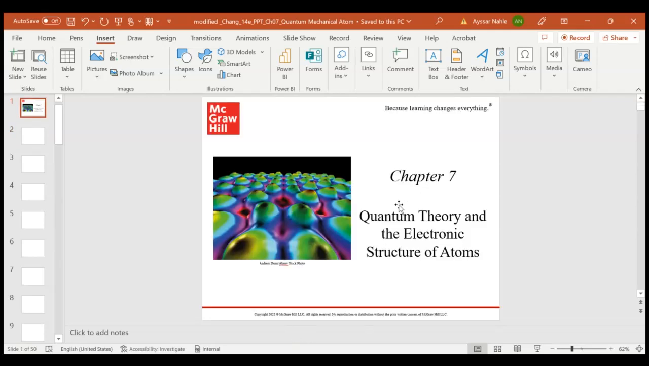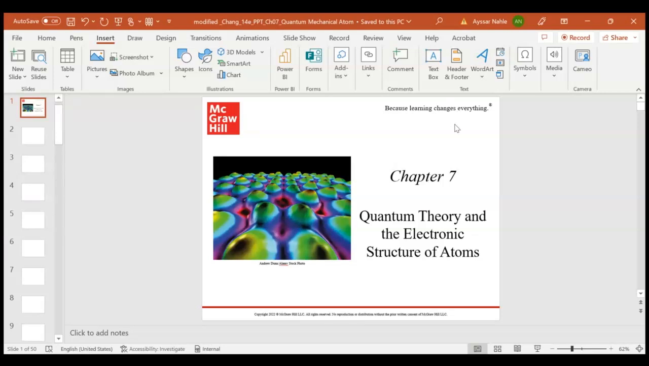So maybe I talked about the title, quantum theory and the electronic structure of an atom. Now, what we're going to talk about today: you have an atom, and the atom has a nucleus, and inside the nucleus there are protons, positively charged, neutrons, zero charged, and there are some shells around the nucleus, and there are electrons in there.